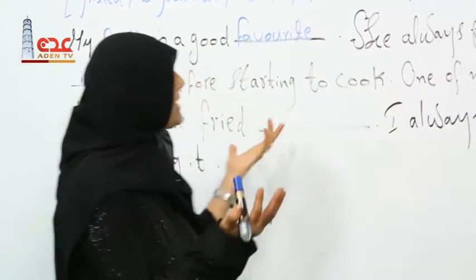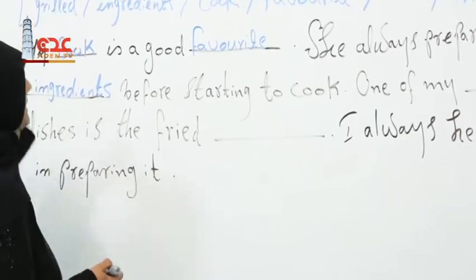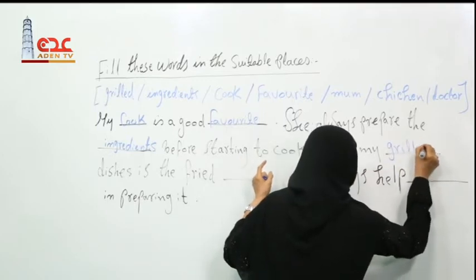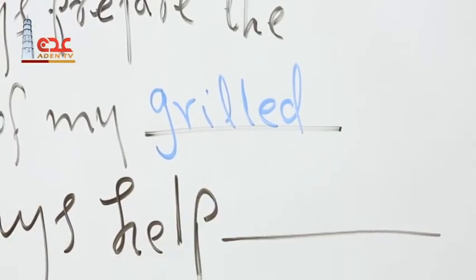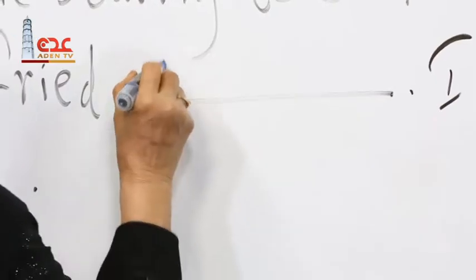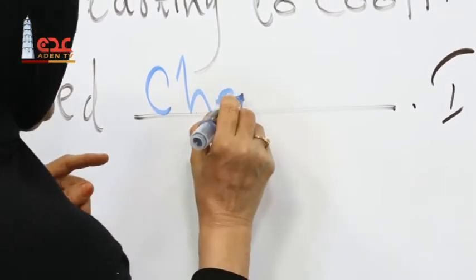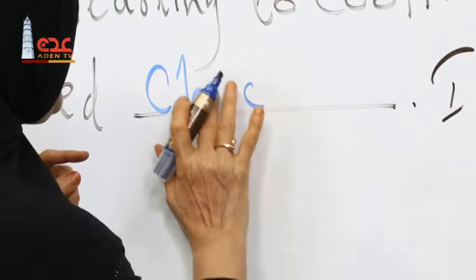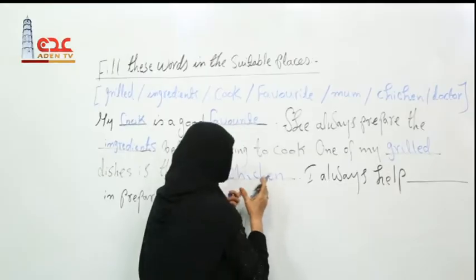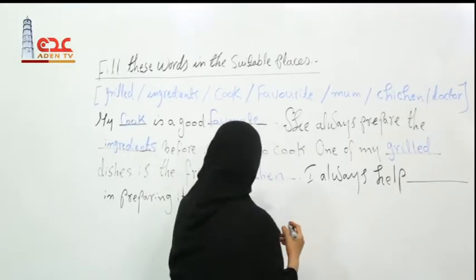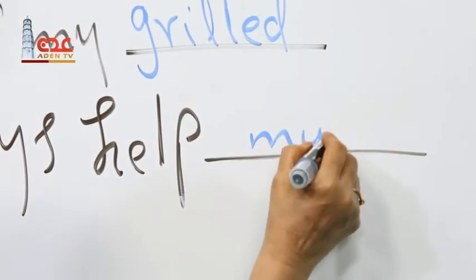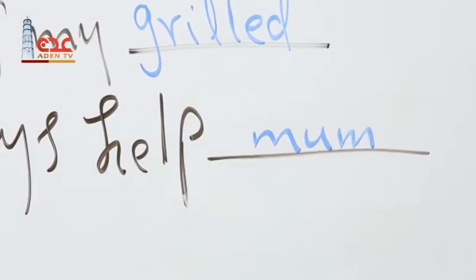One of my what? We are talking about grilled. Grilled dishes is the fried. The fried what? Chicken. I'm talking about chicken. Do you eat chicken? Yes. I always help what? Help mom. This is my mother. My mom. In preparing it.